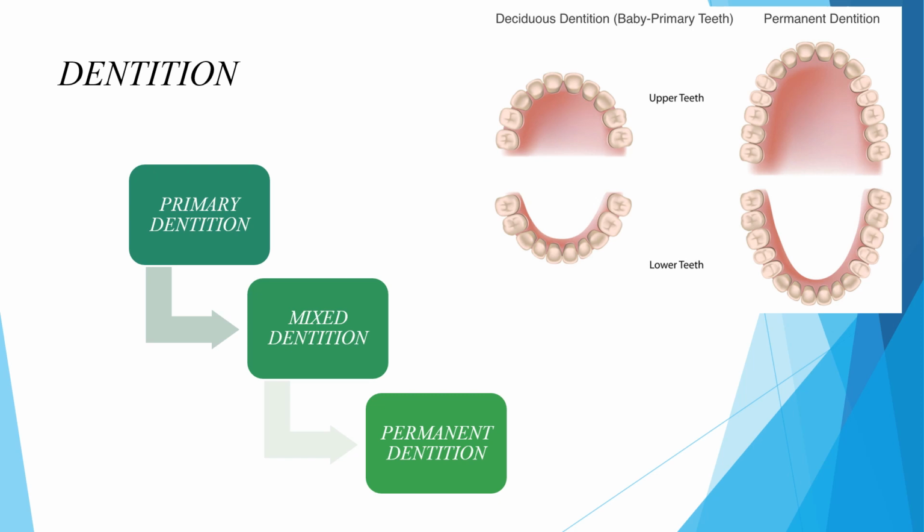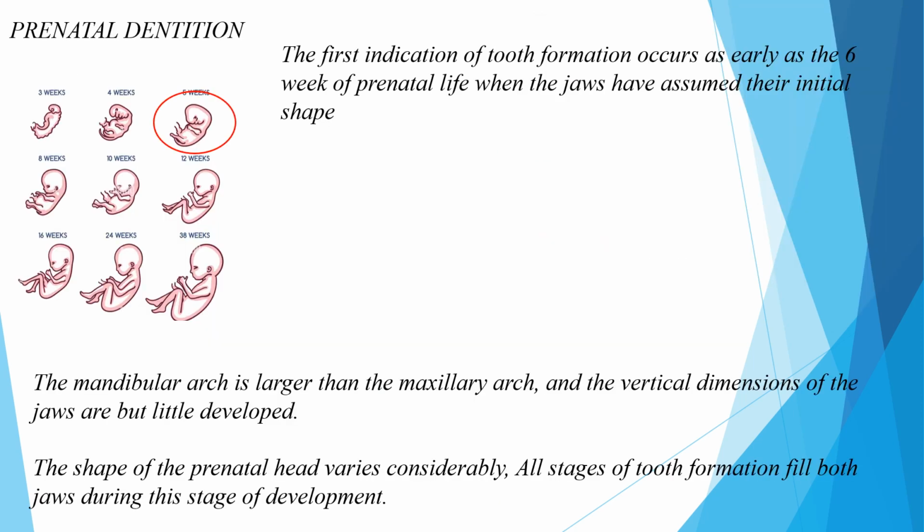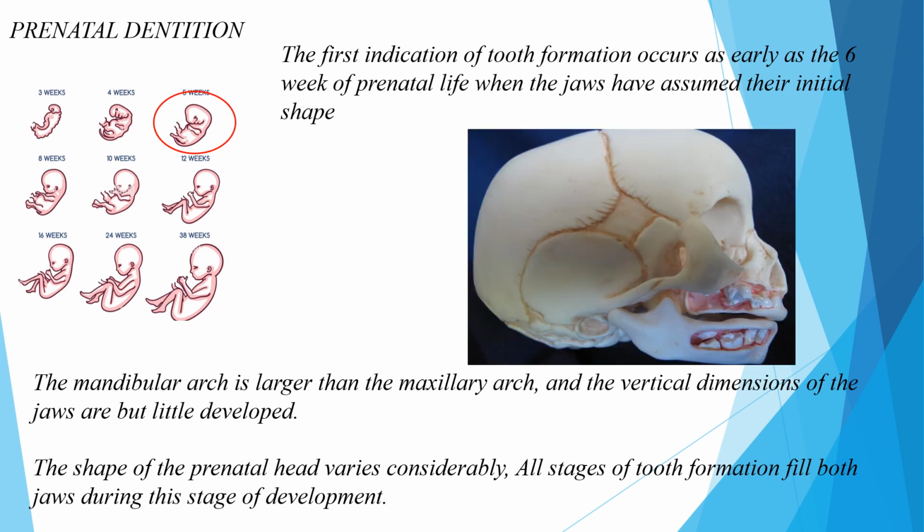Now let's see about the different types of dentition: primary dentition, mixed dentition and permanent dentition. There is also prenatal dentition. The first indication of tooth formation occurs as early as the 6th week of prenatal life, when the jaws have assumed their initial shape. Mandibular arch is larger than the maxillary arch and the vertical dimension of the jaws is little developed. The shape of the prenatal head varies considerably. All the stages of tooth formation fill both the jaws during this stage of development.